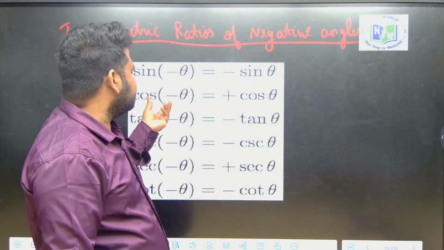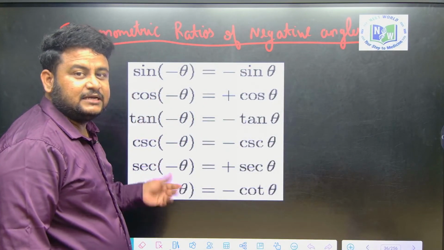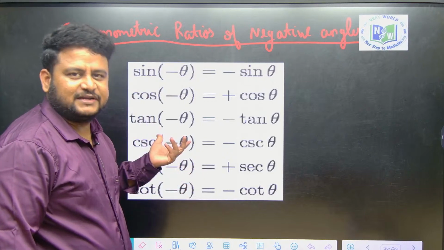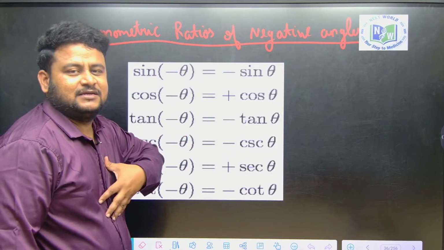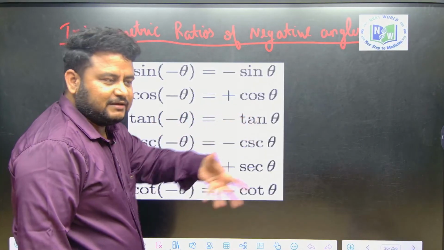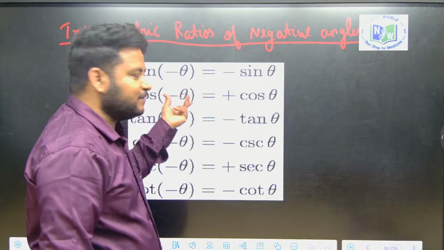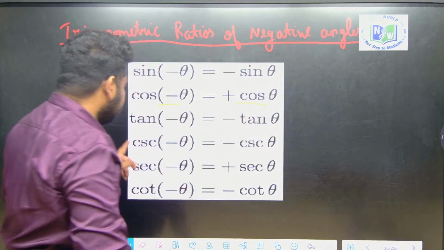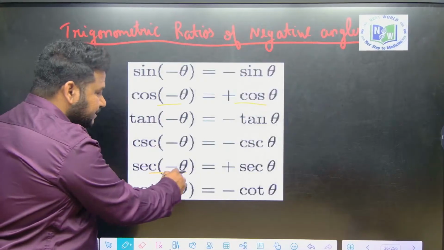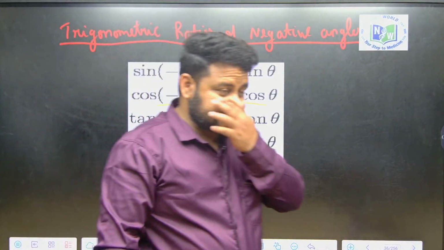But cos of minus theta and secant of minus theta, that is cos and secant, are a little different kind of person. Whatever negativity is there, they will keep it inside. That means cos of minus theta will become plus cos theta. They observe the negativity, and here it will be positive. Similarly, its reciprocal, secant of minus theta, will become plus secant theta. This you have to remember.